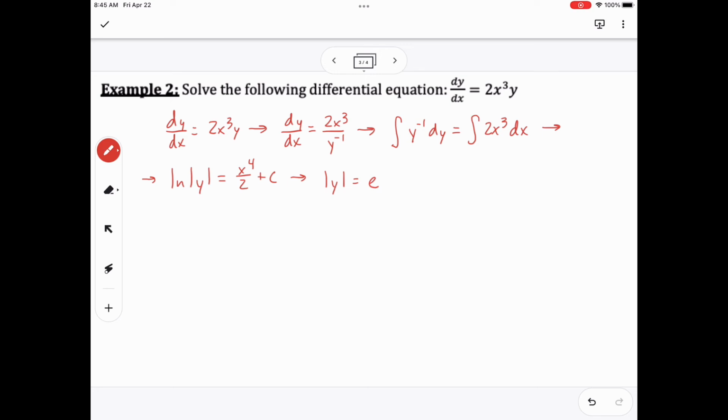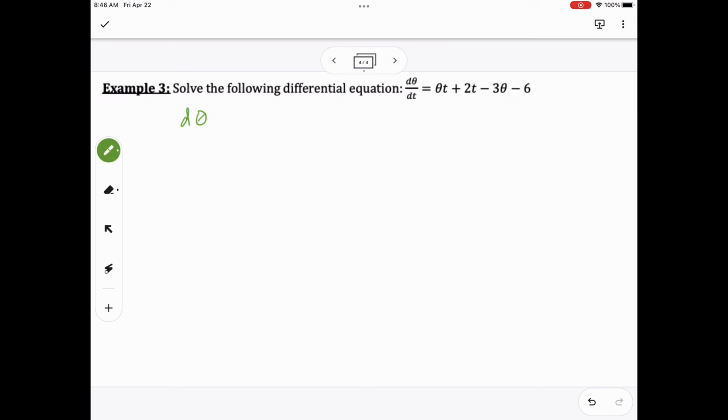Now I want to get rid of the ln, so I change it to exponential form, which makes it e to the x to the fourth power divided by 2 plus c power. Also, when you have an absolute value of y, to get rid of it, remember that absolute values are like a V, so you have a positive slope one and a negative slope one. So when I'm solving this, to get rid of the absolute value for y, I need to tack on a plus or minus on the other side of the equation to represent both solutions.